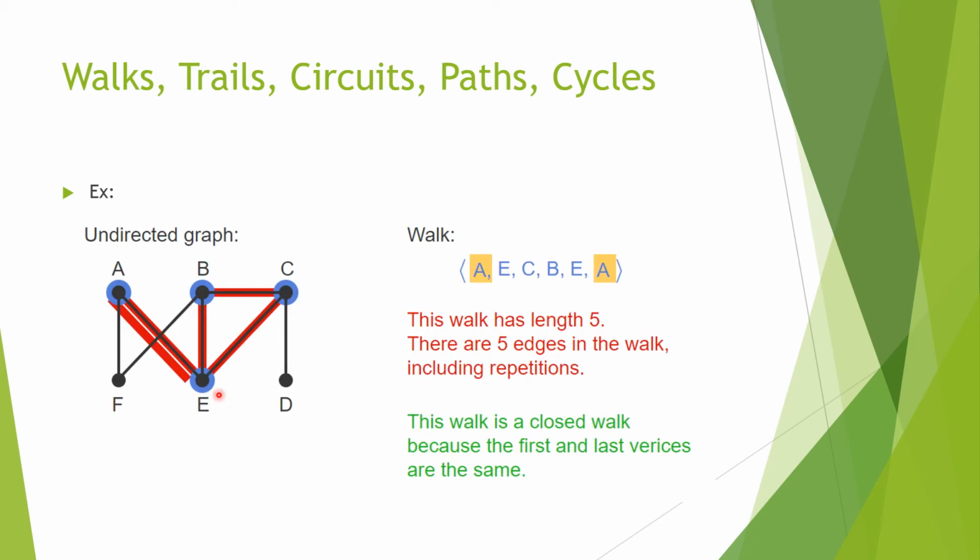Look at this graph. In this graph, we can find a walk of length 5. How? Since we have a simple graph, all we need to do is to write down the sequence of vertices participating in this walk. So we start this walk from A, and then we go to E, then C, then B, then E, and then finally A. So this is a walk and this is a closed walk because we start from A and we end up at the same vertex A.